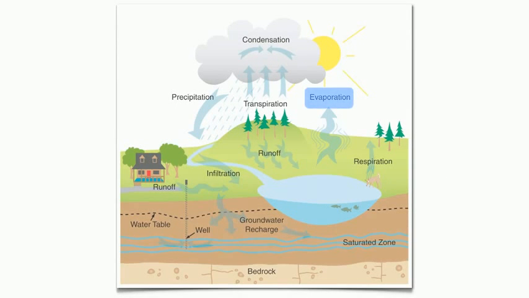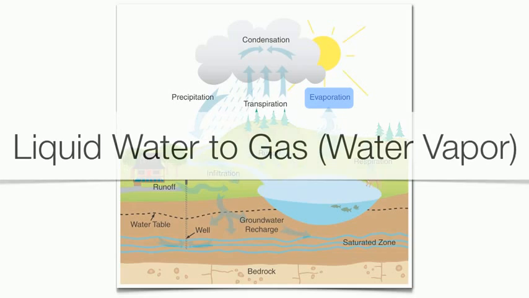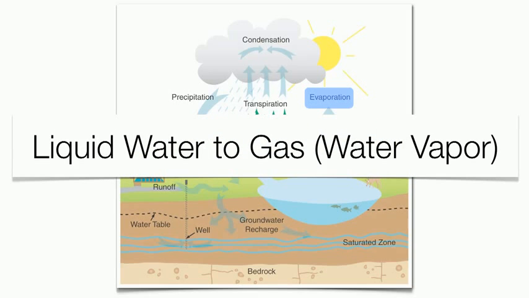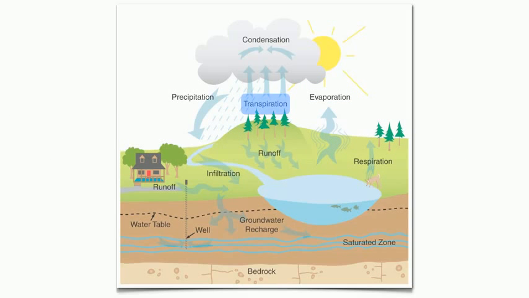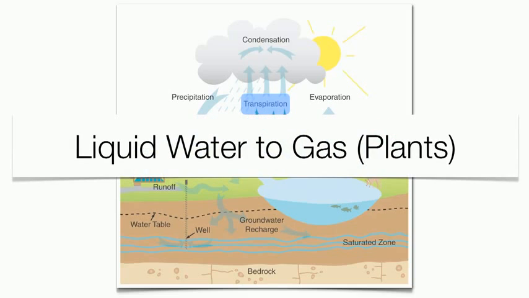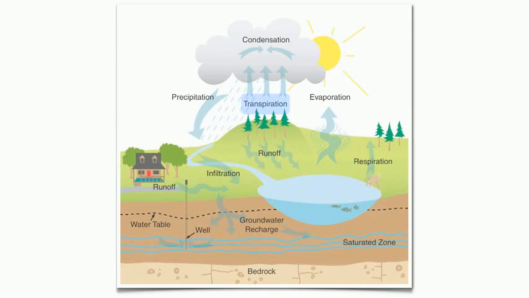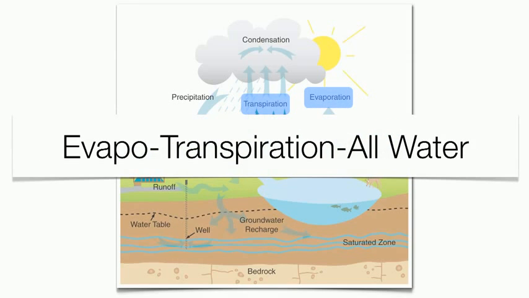The first one's evaporation. And that's basically when liquid water from oceans, streams, lakes, are going to turn into gas. That's what we call water vapor. Well, liquid water can change to gas through the process of plants giving off water. That's what we call transpiration. Together, transpiration and evaporation has a fancy name called evapotranspiration. And that's just the way that scientists explain how all water changes from liquid water to gas.